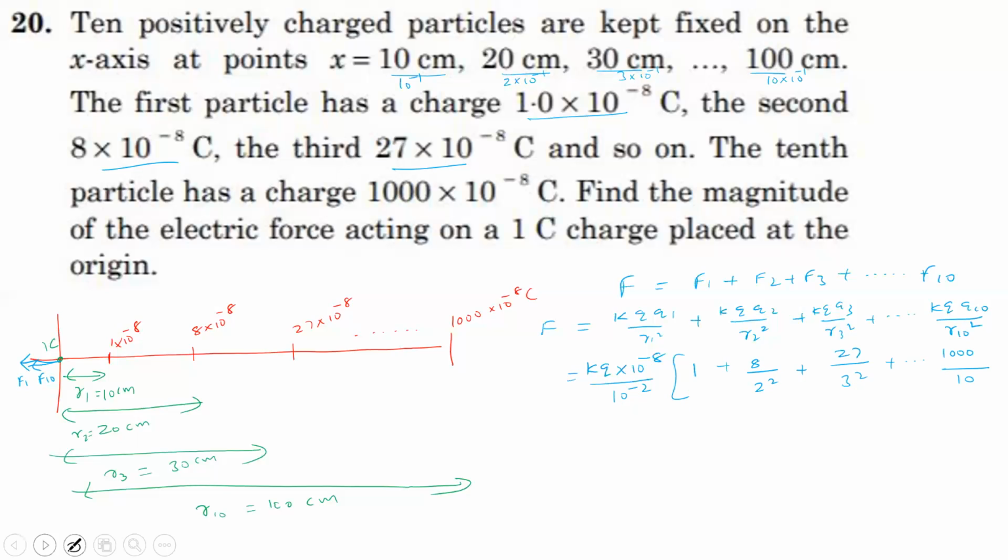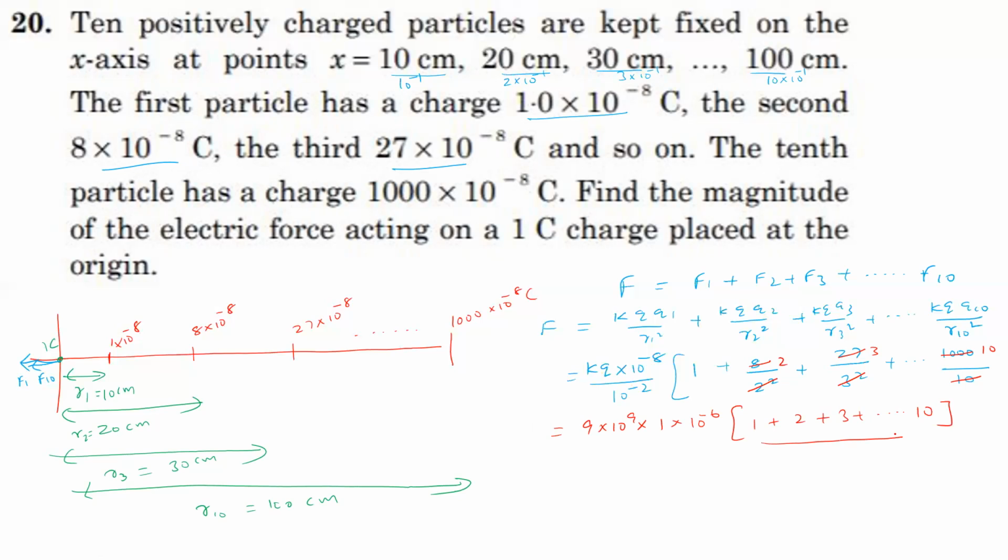Now we can cancel the common things here. 8 divided by 4, we cancel to get 2; 27 divided by 9, we cancel to get 3; like this, so on; and 1000 divided by 100 gives 10. Now substituting the value of K as 9 × 10^9 and the charge at the origin as 1 coulomb, 10^-8 and 10^-2 cancel, so that we get 10^-6 into 1 plus 2 plus 3 plus so on up to 10.